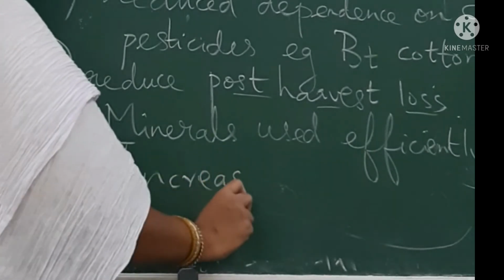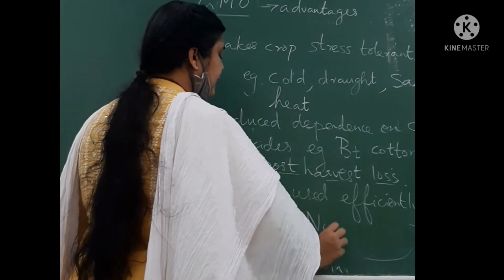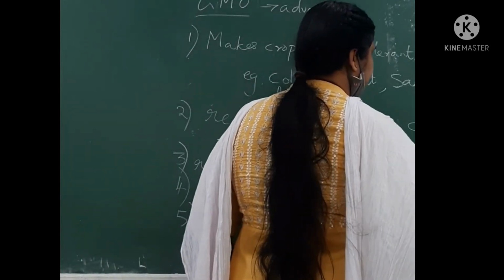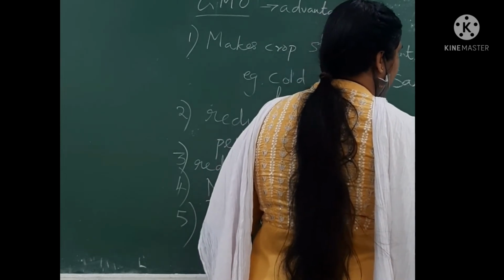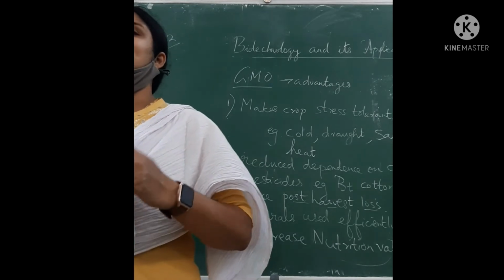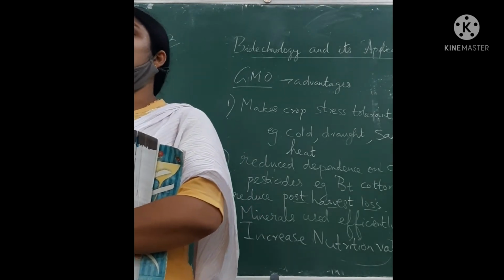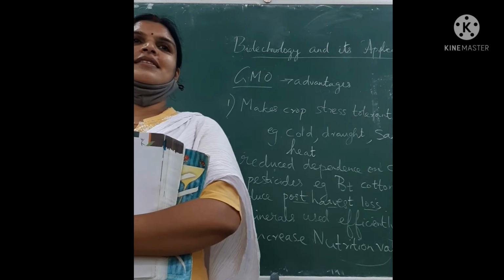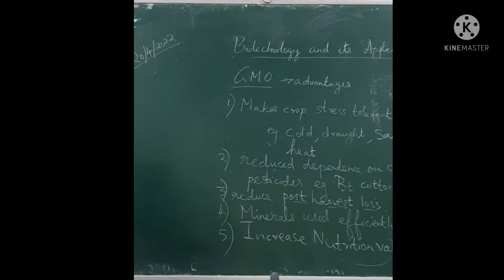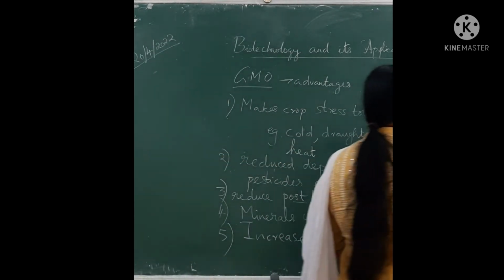Nutritional efficiency. Increase nutrition value of food. For example, golden rice. Now, how can the question be asked? Golden rice, how is it different from our normal rice? What is special about golden rice? Options are there: because it has gold color, gold plating; it has vitamin B, it has vitamin A. What is the answer? Yes, that is the answer. So golden rice has vitamin A.